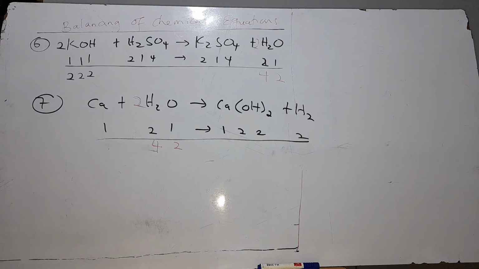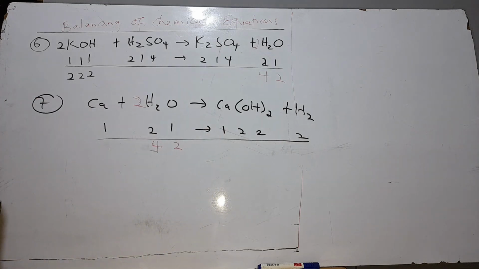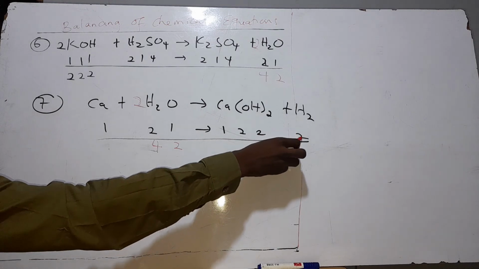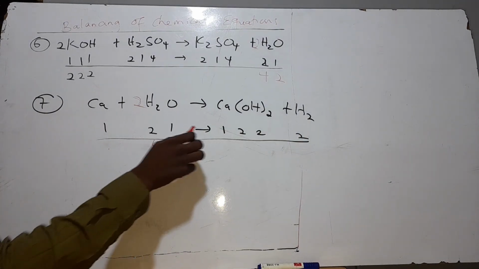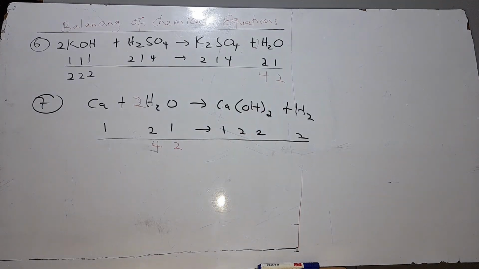So I'm going to check and see if my equation is balanced. We have 1 calcium here, we have 1 calcium here. Hydrogen here is 4. Hydrogen here is 2 plus 2 making 4. It's balanced. Oxygen here is 2. Oxygen here is also 2. Have you seen it? So my equation is balanced. So for this whole equation, the only number I need here is 2 to make my equation balanced.